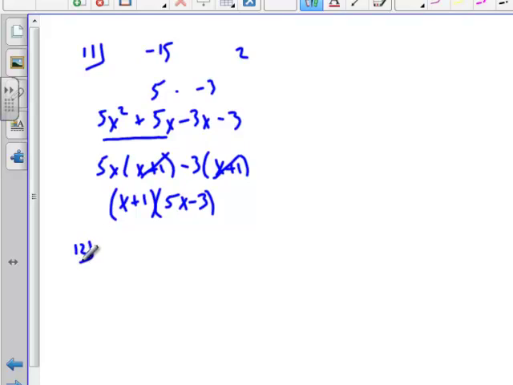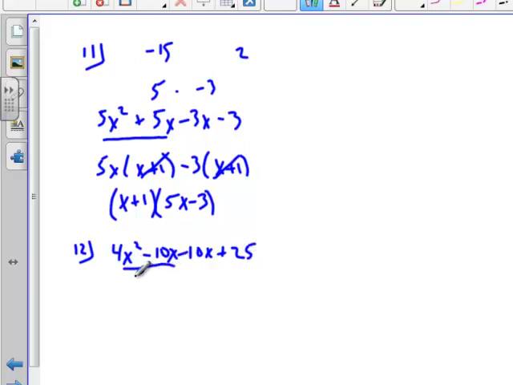Number 12. Again, I'm looking for a common factor. I don't see one, so I'm going to take 4 times 25, which is 100. And then I'm going to see what I can multiply to get 100 that I can add to get negative 20. That would be negative 10 and negative 10. So I'm going to split this into 4x squared minus 10x minus 10x plus 25.